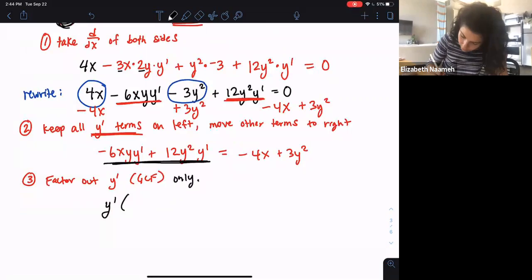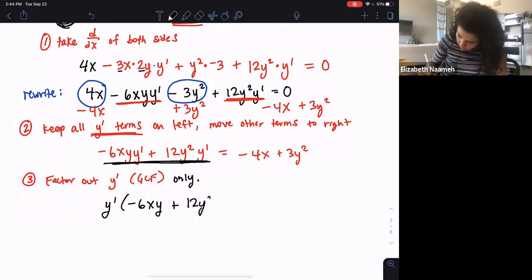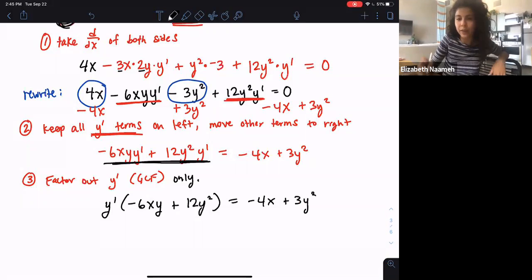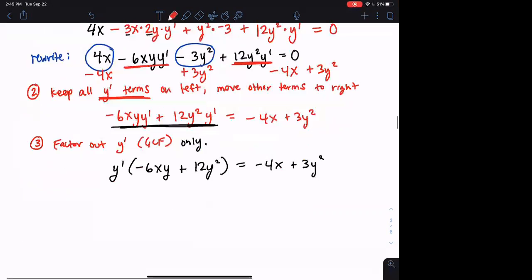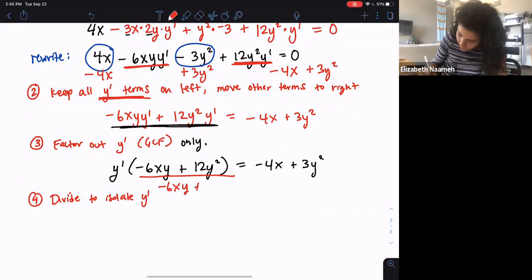So what are we left with? Negative 6xy plus 12y squared. Very good. We took out the y prime, and the right side stays the same. Now in the last step, think carefully. What should I do to both sides to get y prime all by itself and answer the question? Divide by that negative 6xy plus 12y squared. Step 4, divide to isolate y prime. So I'm going to divide both sides by negative 6xy plus 12y squared.